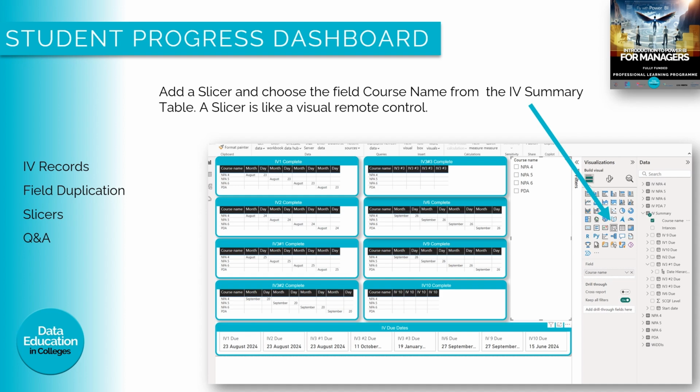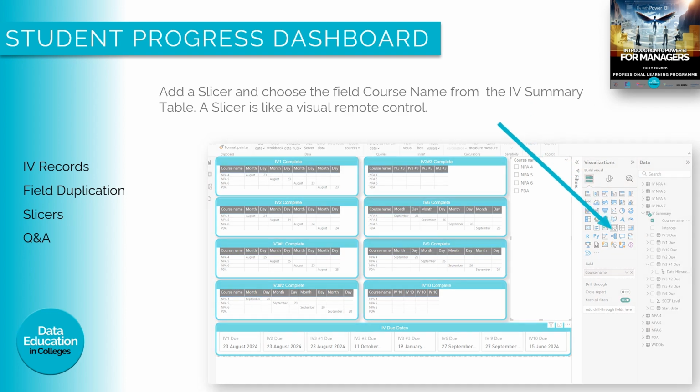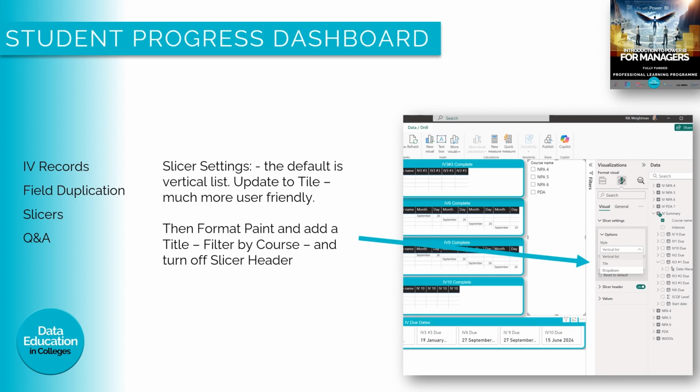I'm going to tidy that up a wee bit. Slicer settings, the default is a vertical list, but it's not as user-friendly as it could be. Update that to tile, format paint, and add a title, filter by course, and then turn off the slicer header.